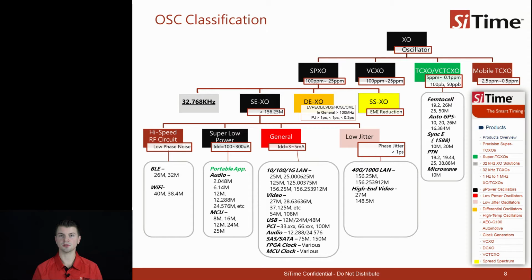VCTCXO, voltage-controlled TCXOs, have a control voltage input like VCXOs. They're often used for in-system calibration of output frequency. Mobile TCXOs are used in mobile handsets and have a frequency versus temperature performance in the range of plus or minus 2.5 parts per million to plus or minus 0.5 parts per million.